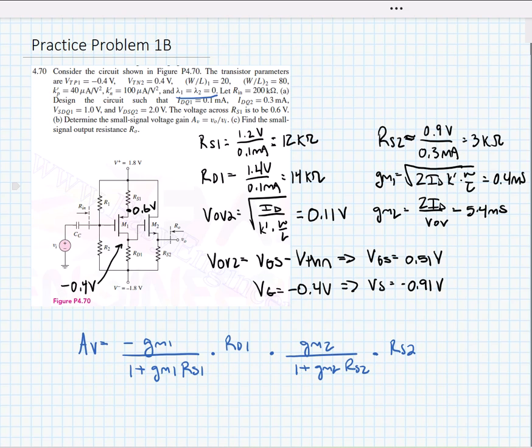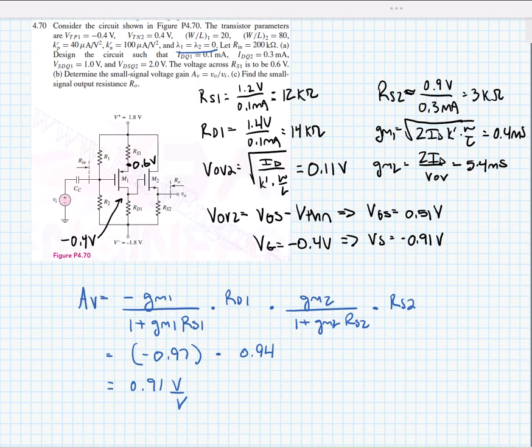Now the voltage gain in this case is equal to the gain of the first stage, minus 0.97 volts per volt, times the gain of the second stage, 0.94 volts per volt, or about 0.91 volts per volt. Now interestingly, we know that the gain of the common drain stage should be a little bit less than unity. We normally expect the gain from our common source stage to be higher than unity. But in this case, the values of RD1 and RS1 are similar, which makes the gain very similar.